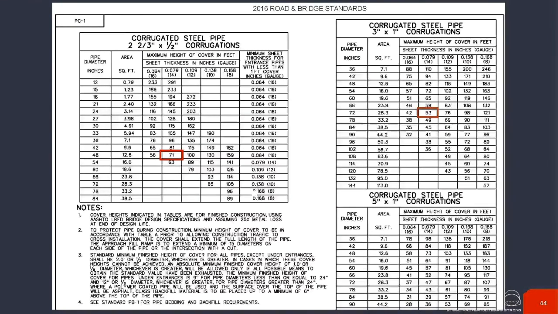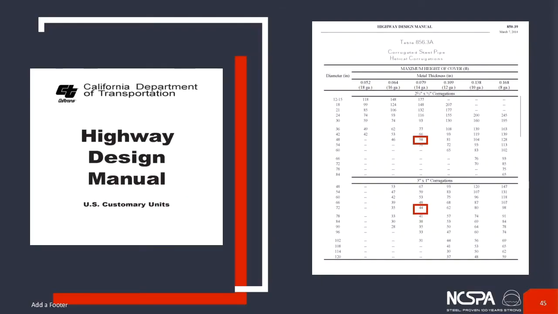At the end of this presentation, I'm going to work through a couple of examples, and that's why I highlighted these boxes here. I'm going to work through a 48-inch diameter 14-gauge pipe, and as you can see, VDOT allows 71 feet maximum fill height over that pipe. And then I'm going to walk through a 72-inch 3x1 corrugation 14-gauge, so the maximum height is 53 feet on that particular pipe.